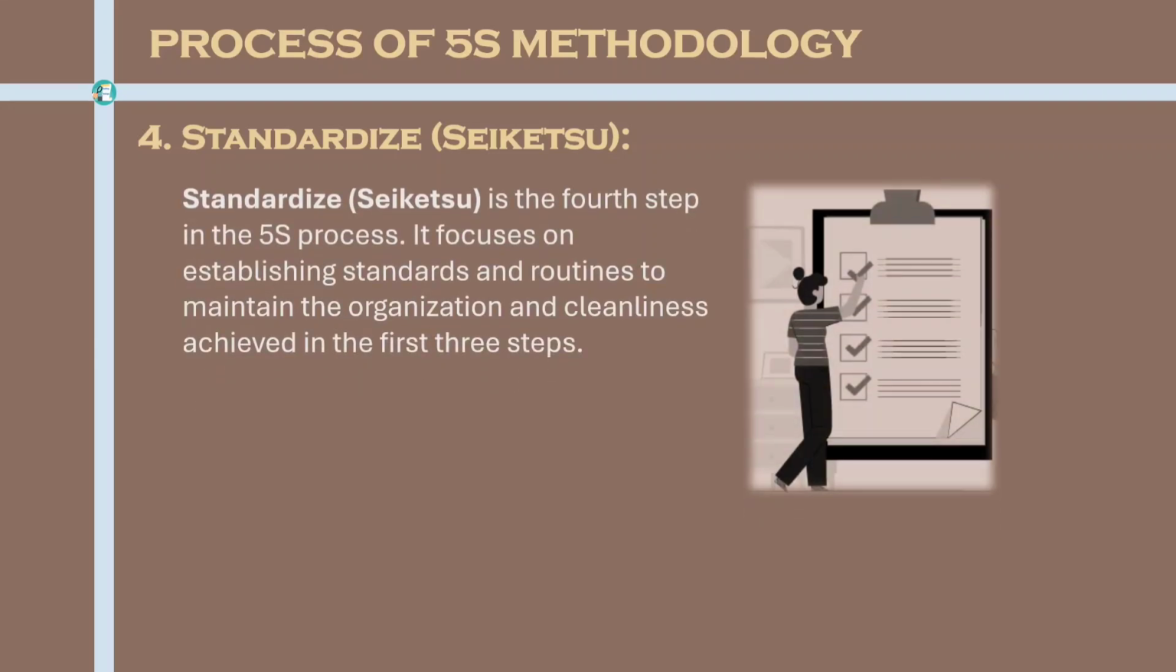Standardize or Seiketsu. Standardize or Seiketsu is the fourth step in the 5S process. It focuses on establishing standards and routines to maintain the organization and cleanliness achieved in the previous three steps. By implementing Standardize or Seiketsu, you create a stable foundation for maintaining the improvements made in the previous steps. This step ensures that the benefits of the 5S process are sustained over time.